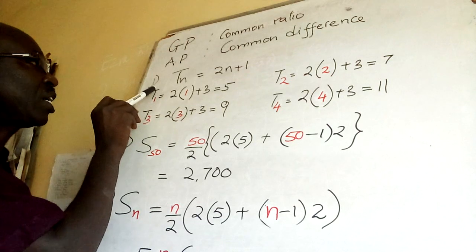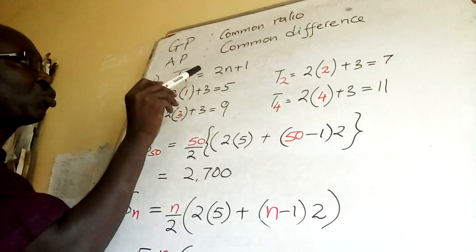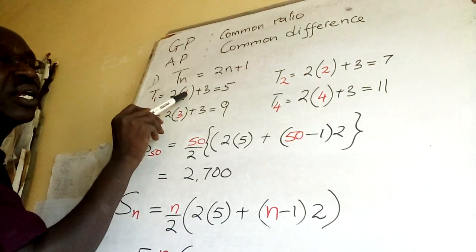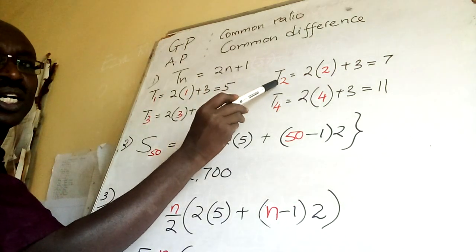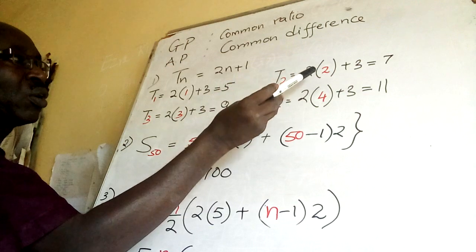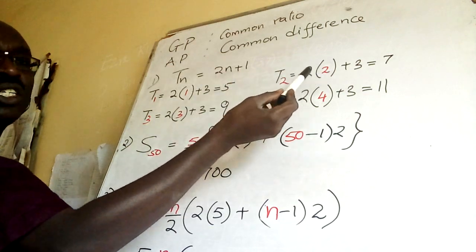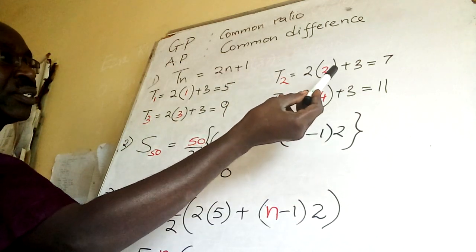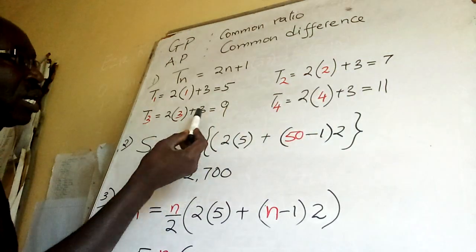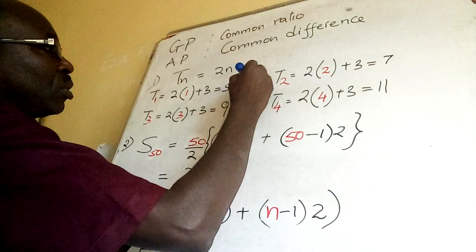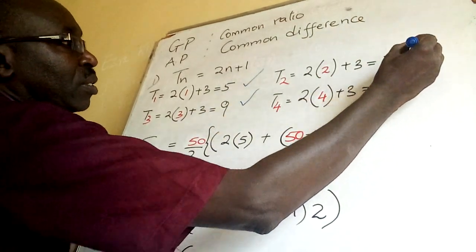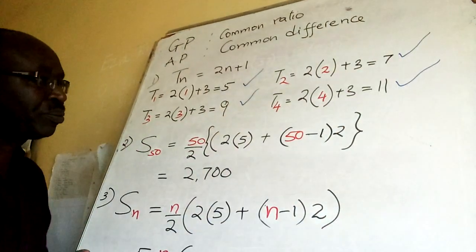If I want the first term, I just put 2 times n, which is 1, plus 3, I get 5. And then for the second term, you substitute where there is n, you put 2. You can see my colors. And then plus 3, you get 7, and so on. So this will give us the first four terms.